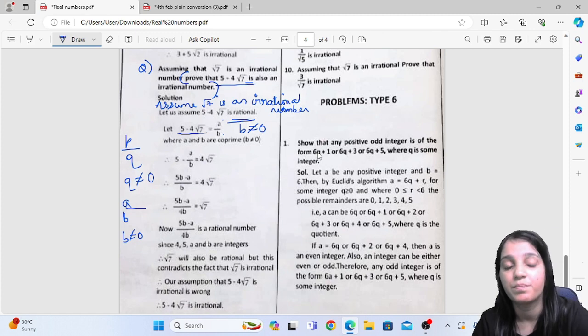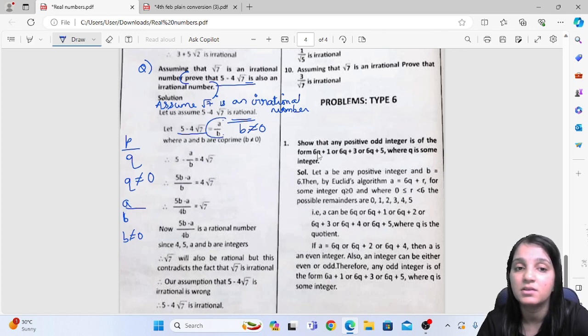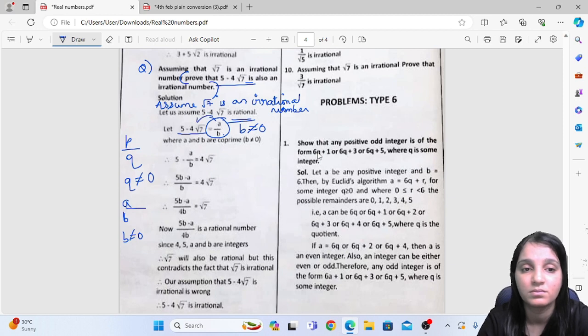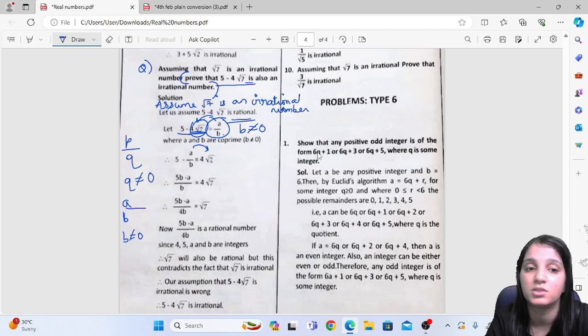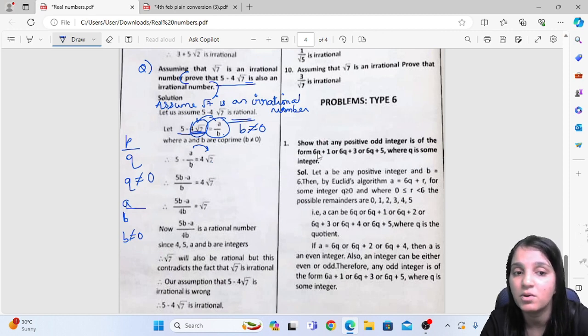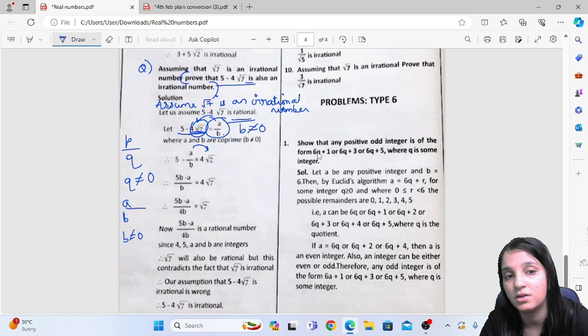Okay, so now we take this a upon b here, and we go to here, see. Always keep your root part positive. Now 5 minus a upon b equal to 4 root 7. Now we will solve the denominator.